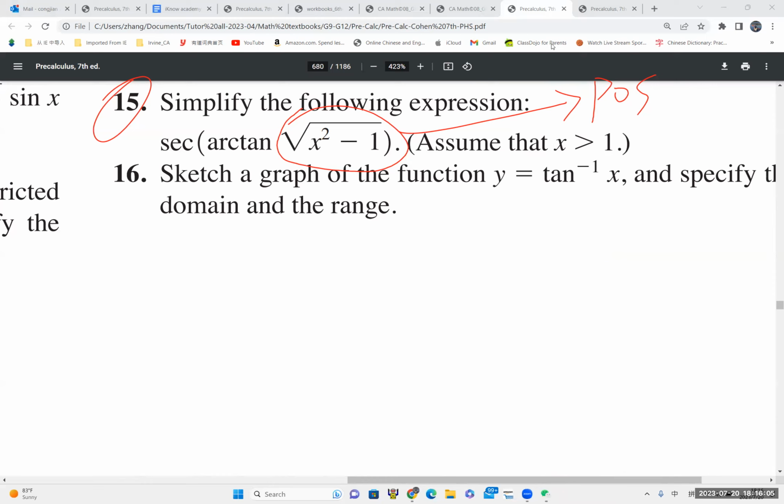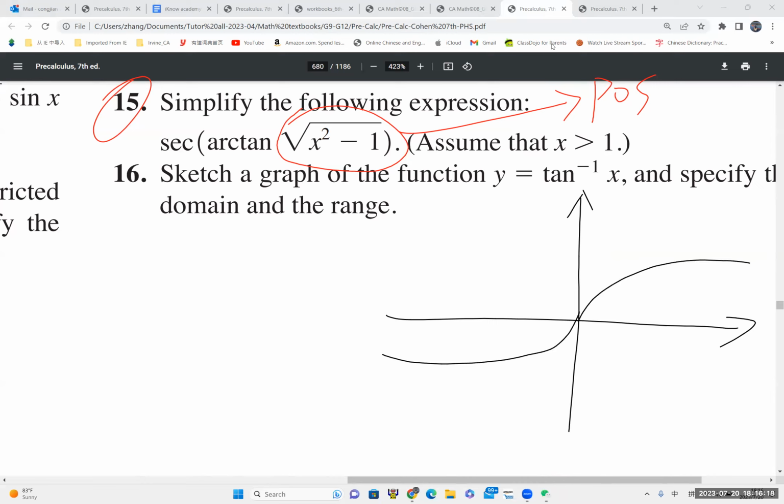Okay, now let me draw arctangent. Suppose it's like this and this. The asymptotes are negative half pi to half pi. So this is x, this is arctangent x, right?